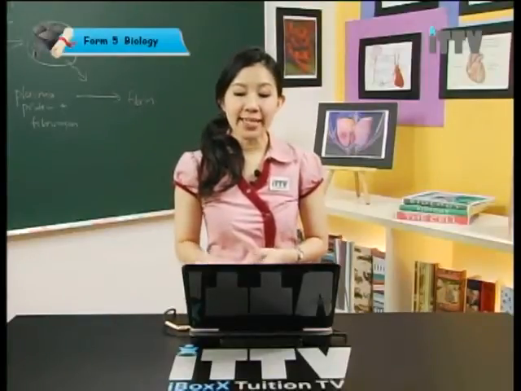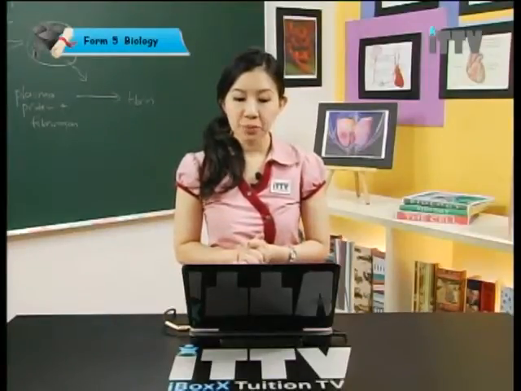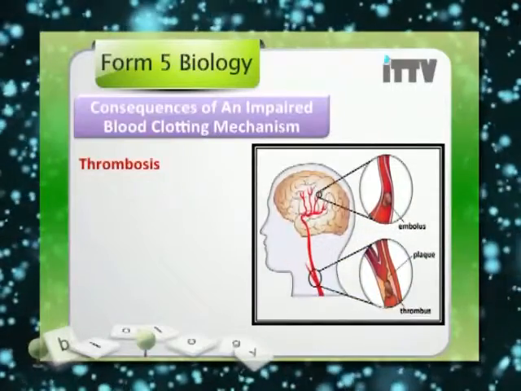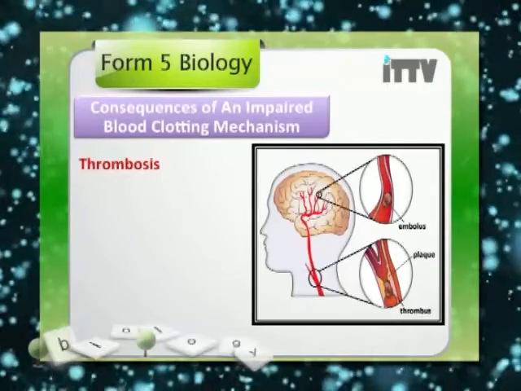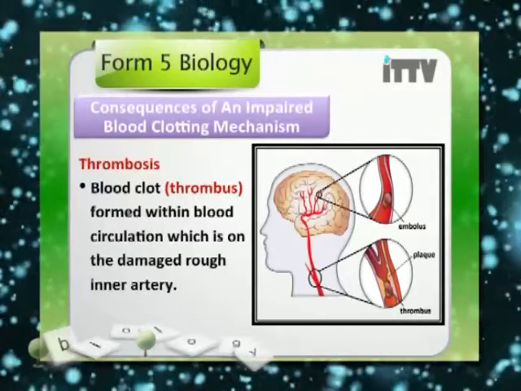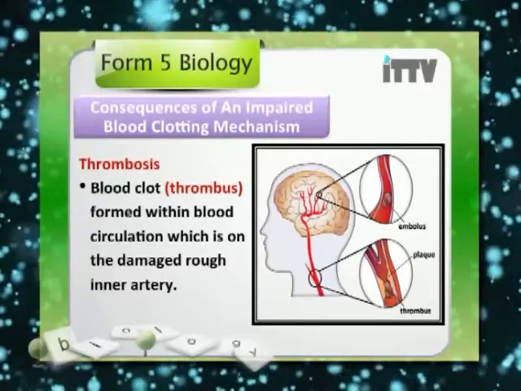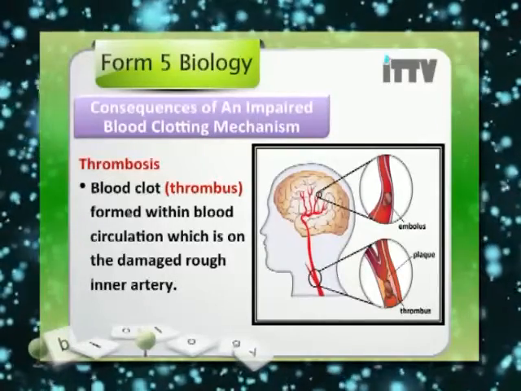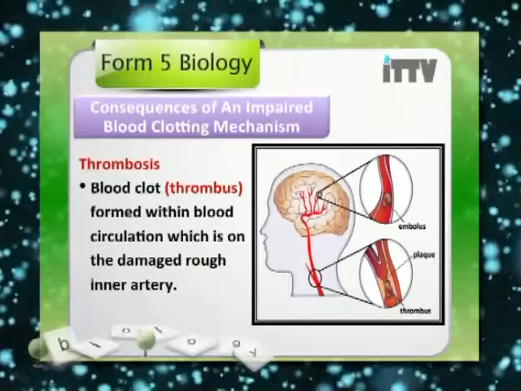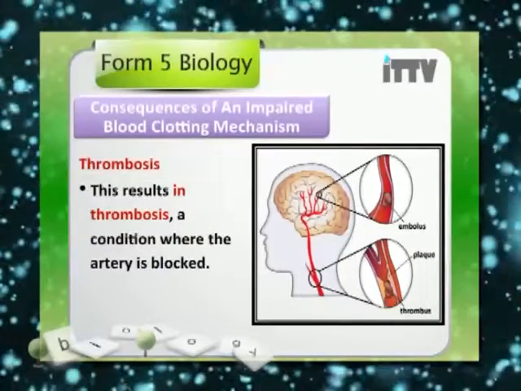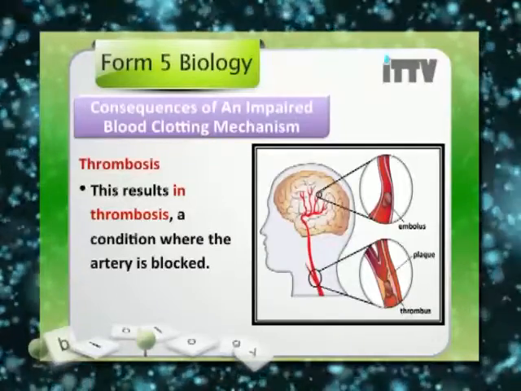Now let's look at the second consequence of an impaired blood clotting mechanism: thrombosis. Now, thrombosis, on the other hand, is a blood clot, which is known as a thrombus, that is formed within the blood circulation, which is on the damaged rough inner artery. This results in thrombosis, a condition where the artery is blocked.